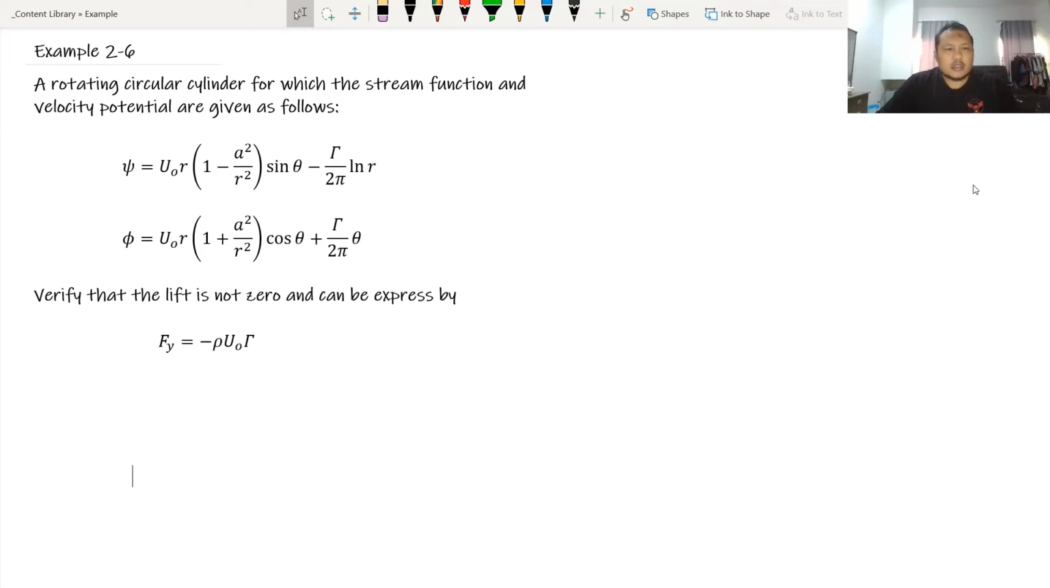Okay, the question is to verify that the lift is not zero and can be expressed as Fy equal to minus rho u naught gamma. In this problem, we try to prove that when the uniform flow and the vortex combine, we can have a lift, even though the drag is equal to zero.